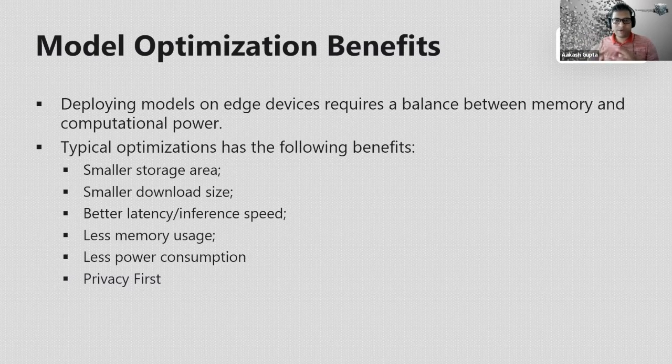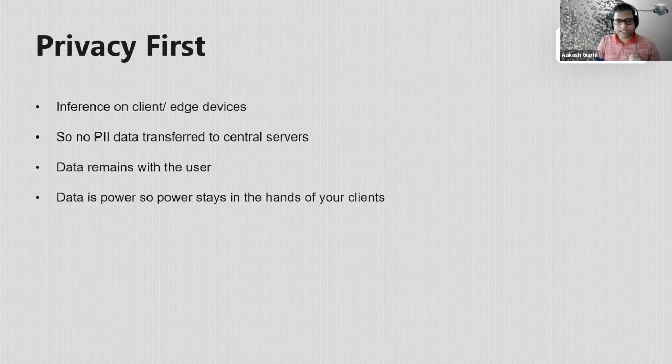So all these are the model optimization benefits, and there's privacy first, which I think is very important because you are doing inference, and this data is power basically. If the client doesn't give out his data, the data remains with the user. So no PII information is being transferred to central servers.